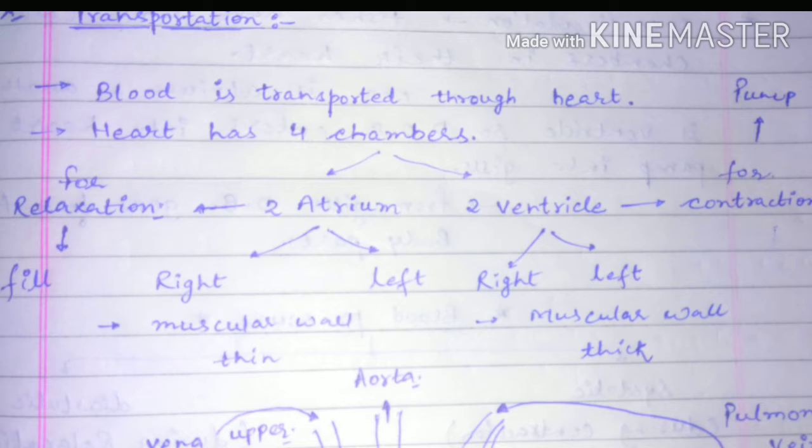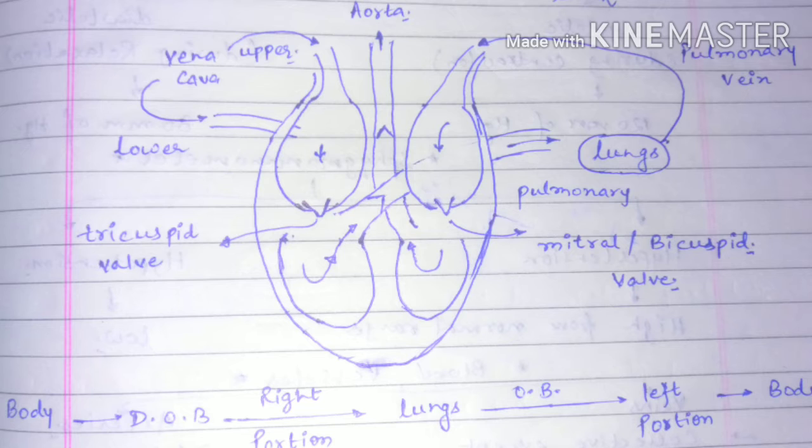The muscular wall of the atrium is thin, while the muscular wall of the ventricle is thick. This is because during contraction the ventricle pumps the blood, so because of that the muscular wall of the ventricle becomes thick. Now student, we will see the structure of the heart.